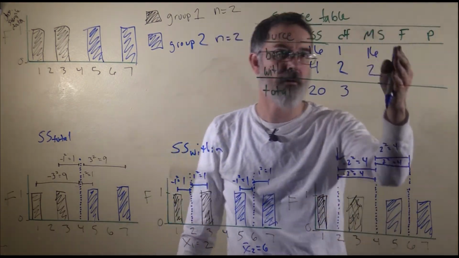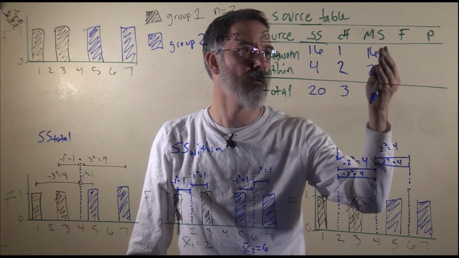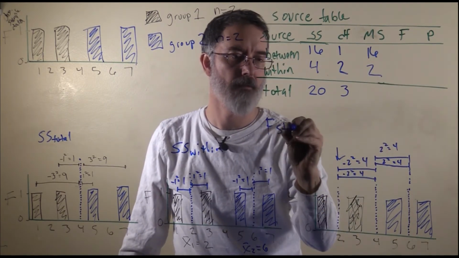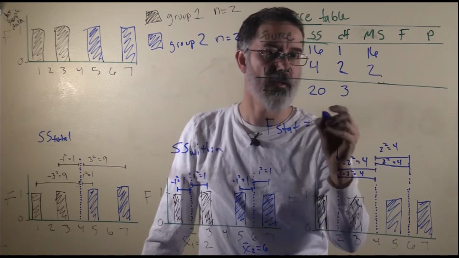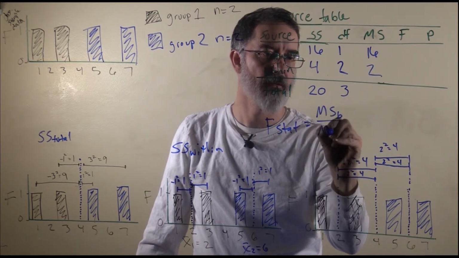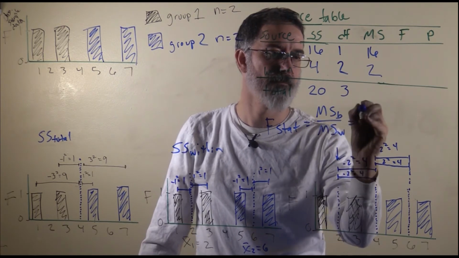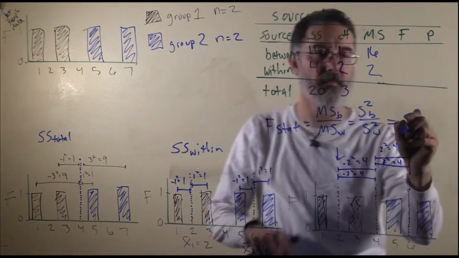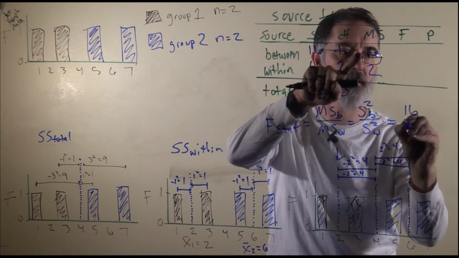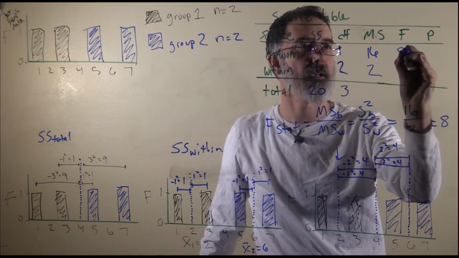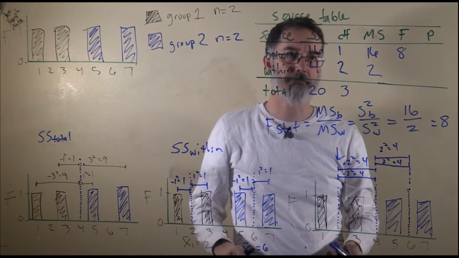So now that we have our two variance values calculated, we can calculate our F statistic. That is the mean square or variance between divided by the mean square variance within. And in this case, we have 16 divided by 2. So our F statistic, in this case, is going to be an 8.